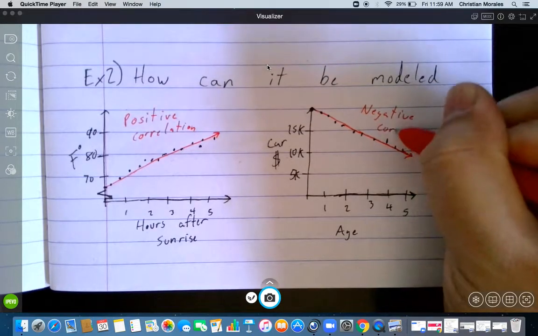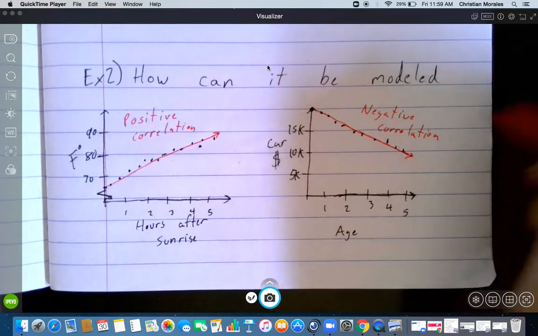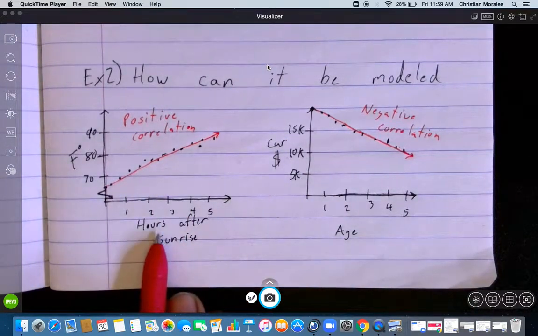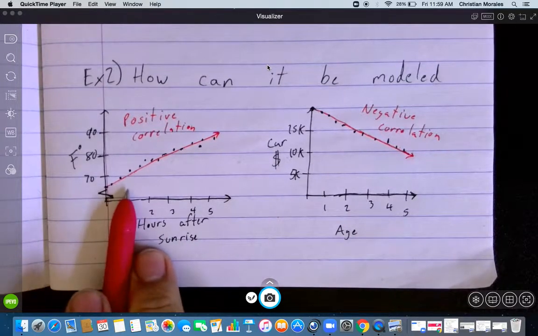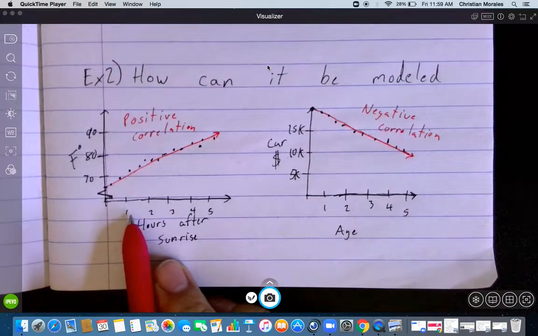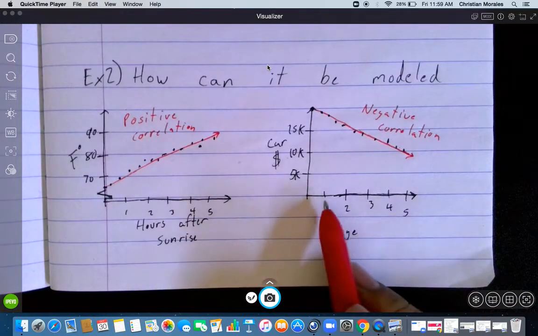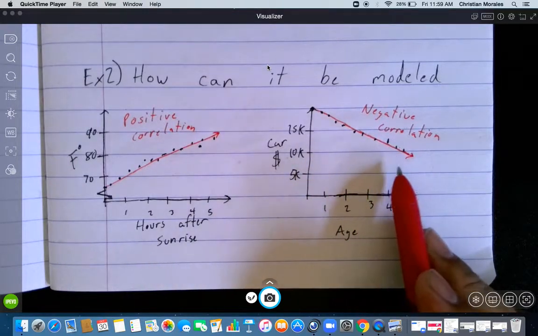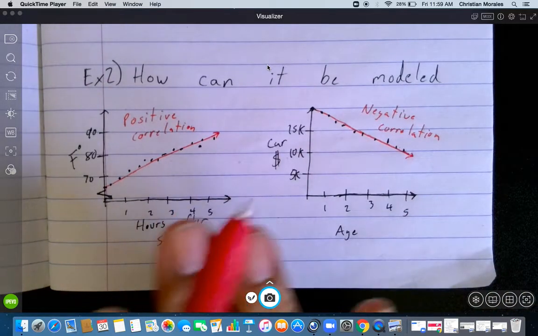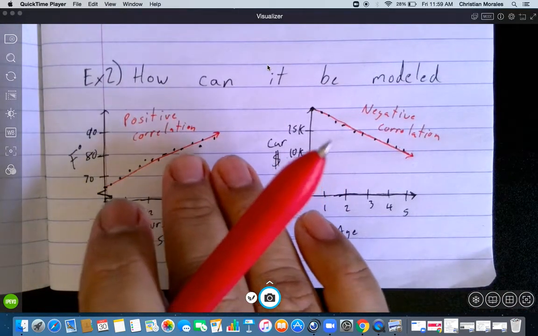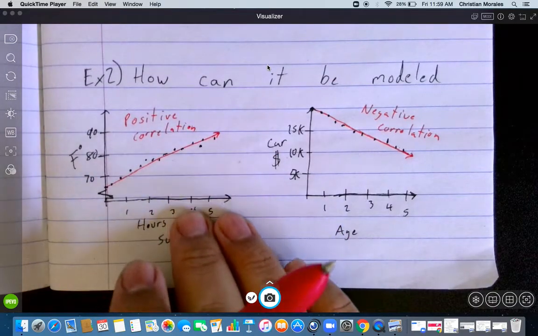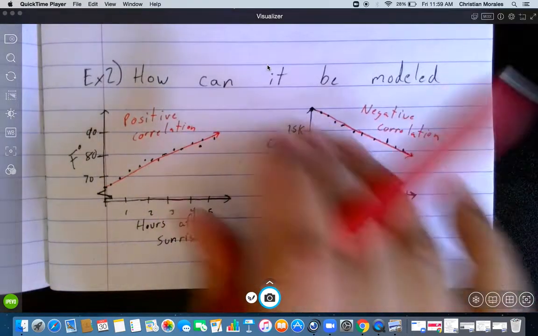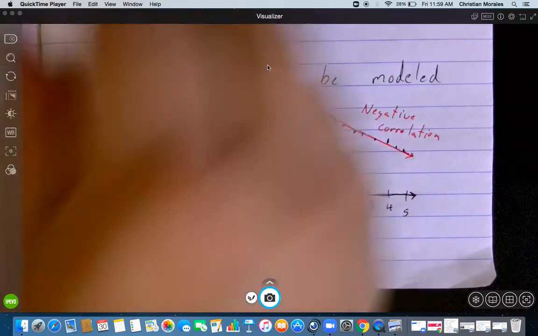Correlation. So when your line basically has a positive slope, the relationship between the hours and the temperature are increasing. So the longer in the day, the warmer it is. Here, as your car gets older, the value of that car goes down, so it's a negative correlation. So when you draw the line, that's when we talk about the word correlation. There is a relationship between these two that is increasing and the relationship between these two that is decreasing. Okay, so let's move on to the next one.